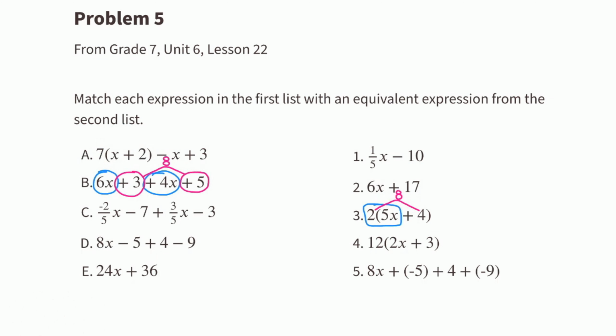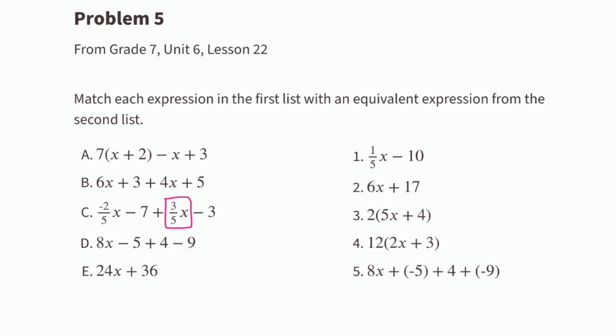Take a look at expressions B and 3. 6x plus 4x is 10x, just like 2 times 5x is 10x. And then positive 3 and positive 5 is a positive 8, just like 2 times positive 4 is a positive 8. So B and 3 are a match.